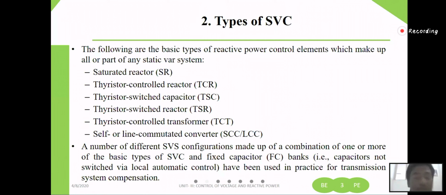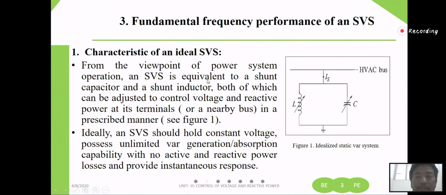So for today, I will stop here because we have only 4 minutes left. Tomorrow we will start with the fundamental frequency performance of SPS. We will not go directly to the individual SPC components. First, we'll see how this system will control the voltage. The system is SVS, static var system, under which there will be different types.